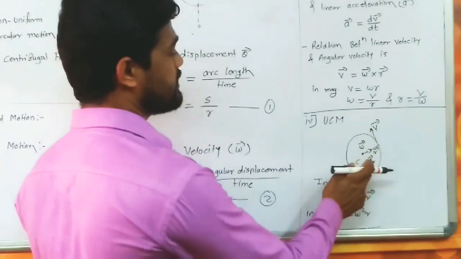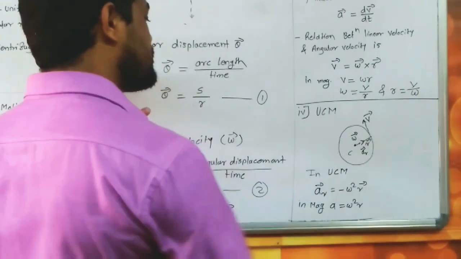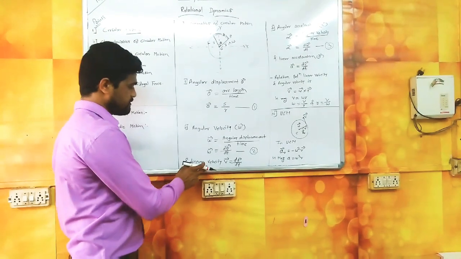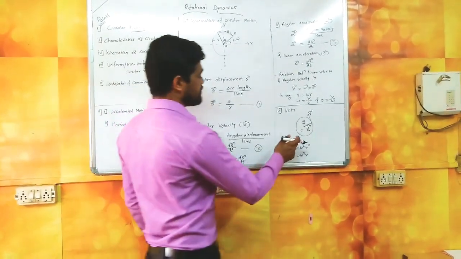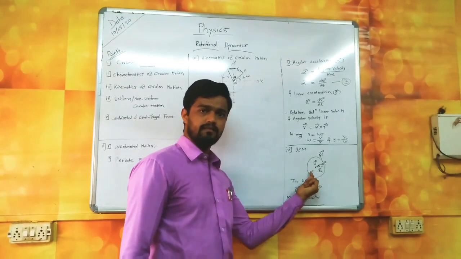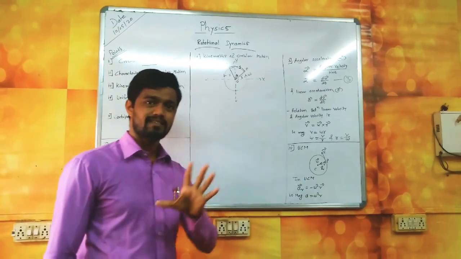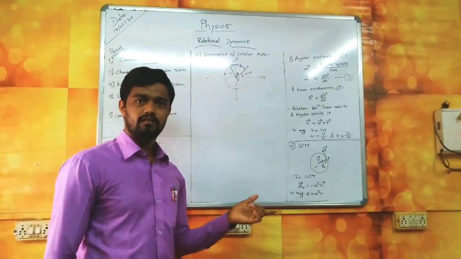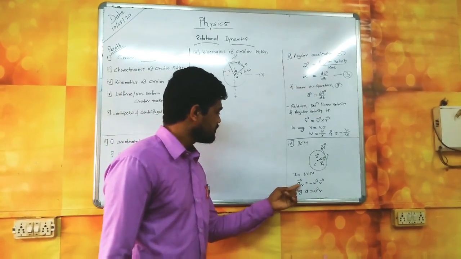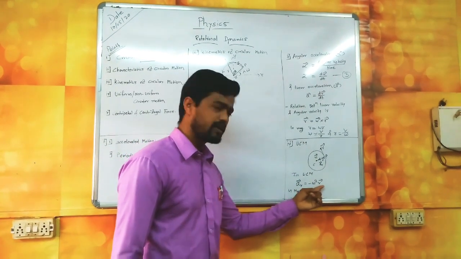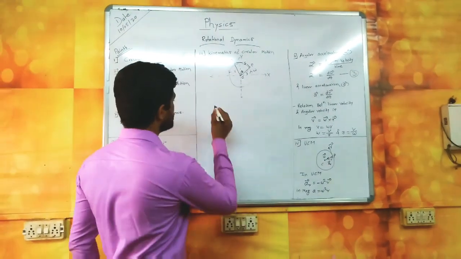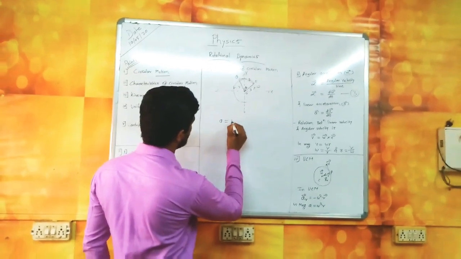This is your circle having center C. R is the radius, omega bar is the angular velocity and V bar is the linear velocity. So in UCM, when the particle is directed towards the center, centripetal acceleration is present, and it is also called radial acceleration. a_r bar is equal to minus omega square r bar. So in magnitude, a is equal to omega square r.